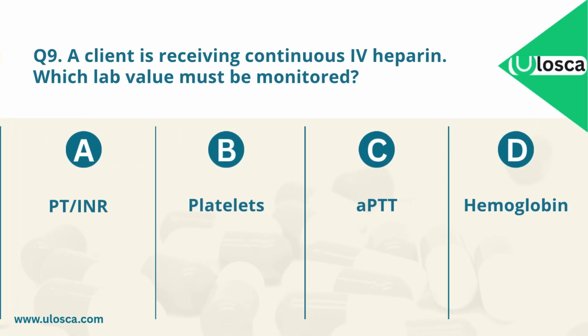Question 9. A client is receiving continuous IV heparin. Which lab value must be monitored? A. PT/INR. B. Platelets. C. aPTT. D. Hemoglobin. Which one is the correct answer?